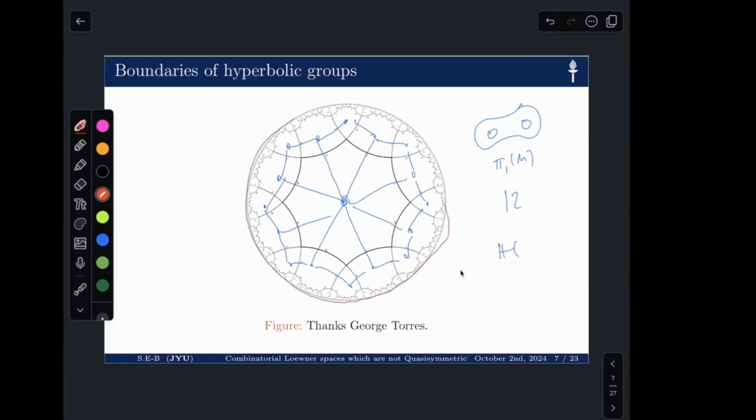The limit set here, which is now just S1, can either be thought of as the boundary at infinity of the hyperbolic space, or as what is called the Gromov boundary of this group. But although this one-dimensional example is not really the best, because one-dimensional cases tend to be a little boring, the higher dimensional cases are much more interesting.